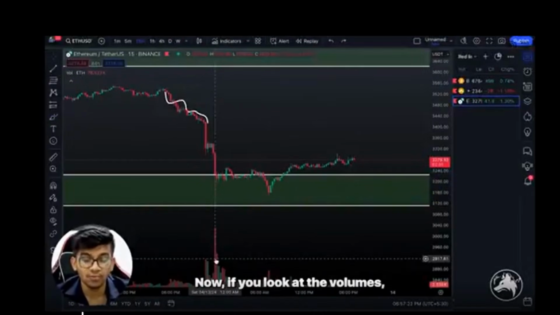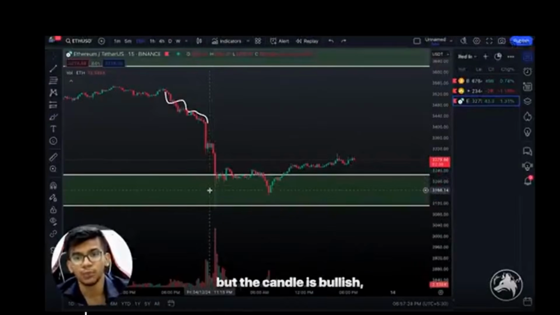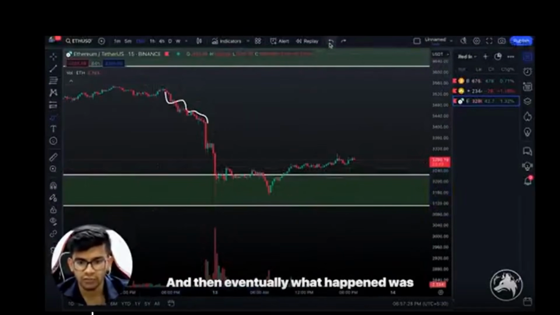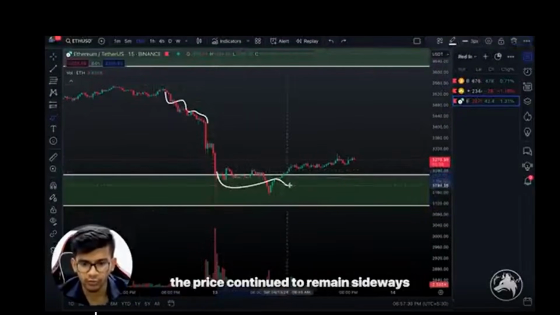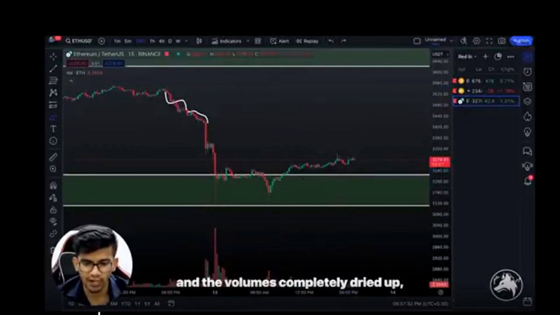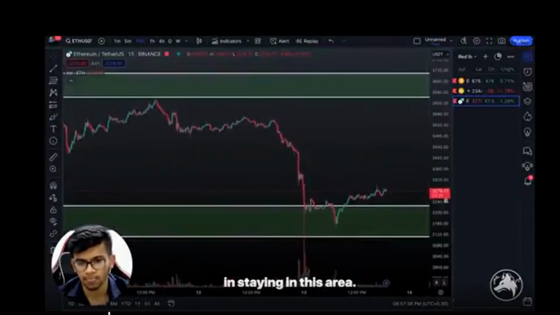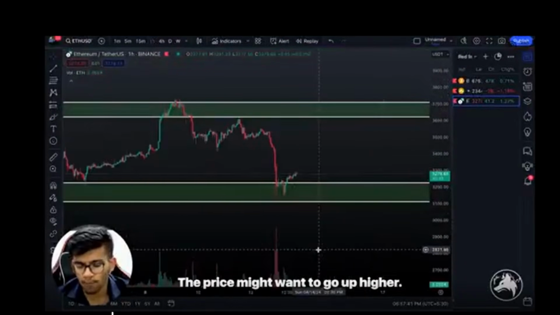Now if you look at the volumes, they are high, but the candle is bullish, which basically means there were a lot of buyers in this area. And then eventually what happened was the price continued to remain sideways and the volumes completely dried up, which once again tells me that the price is not interested in staying in this area. The price might want to go up higher.